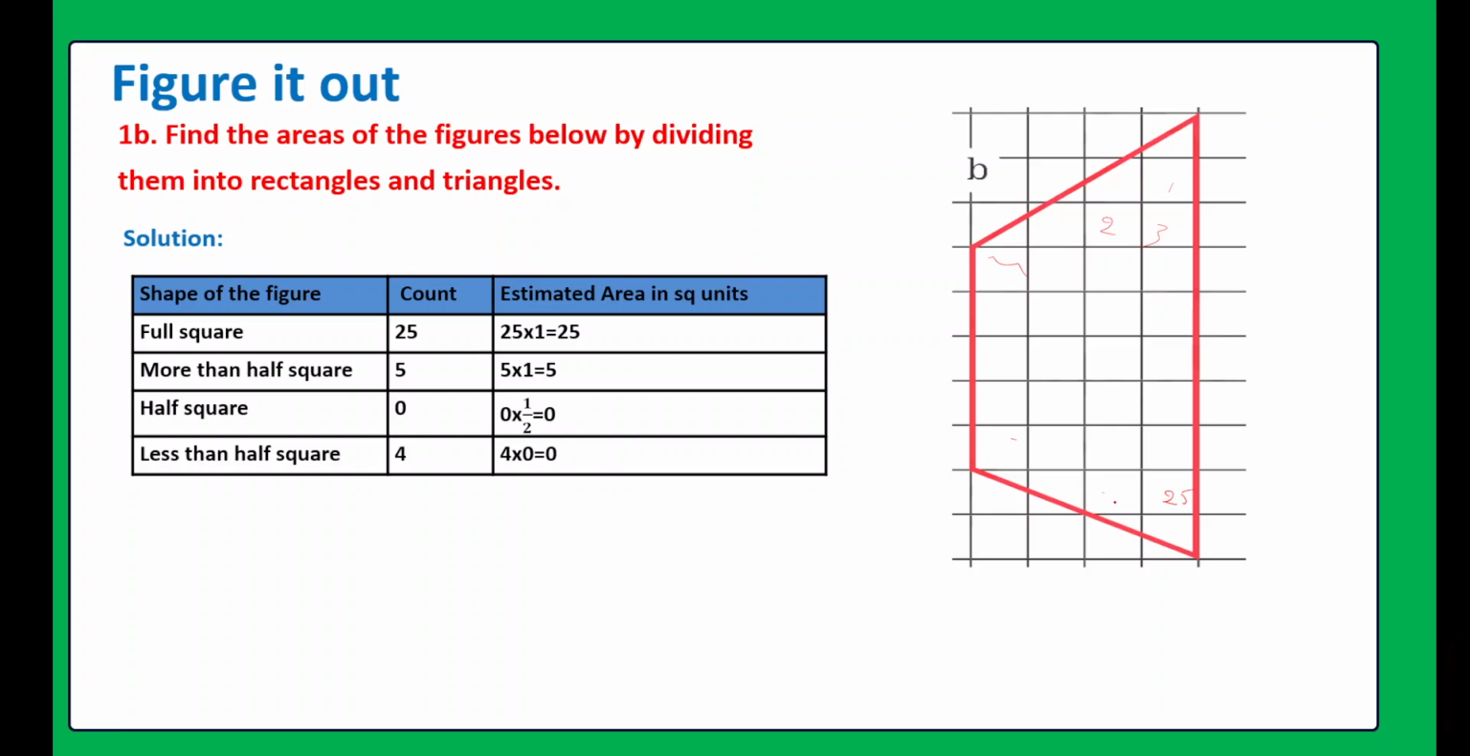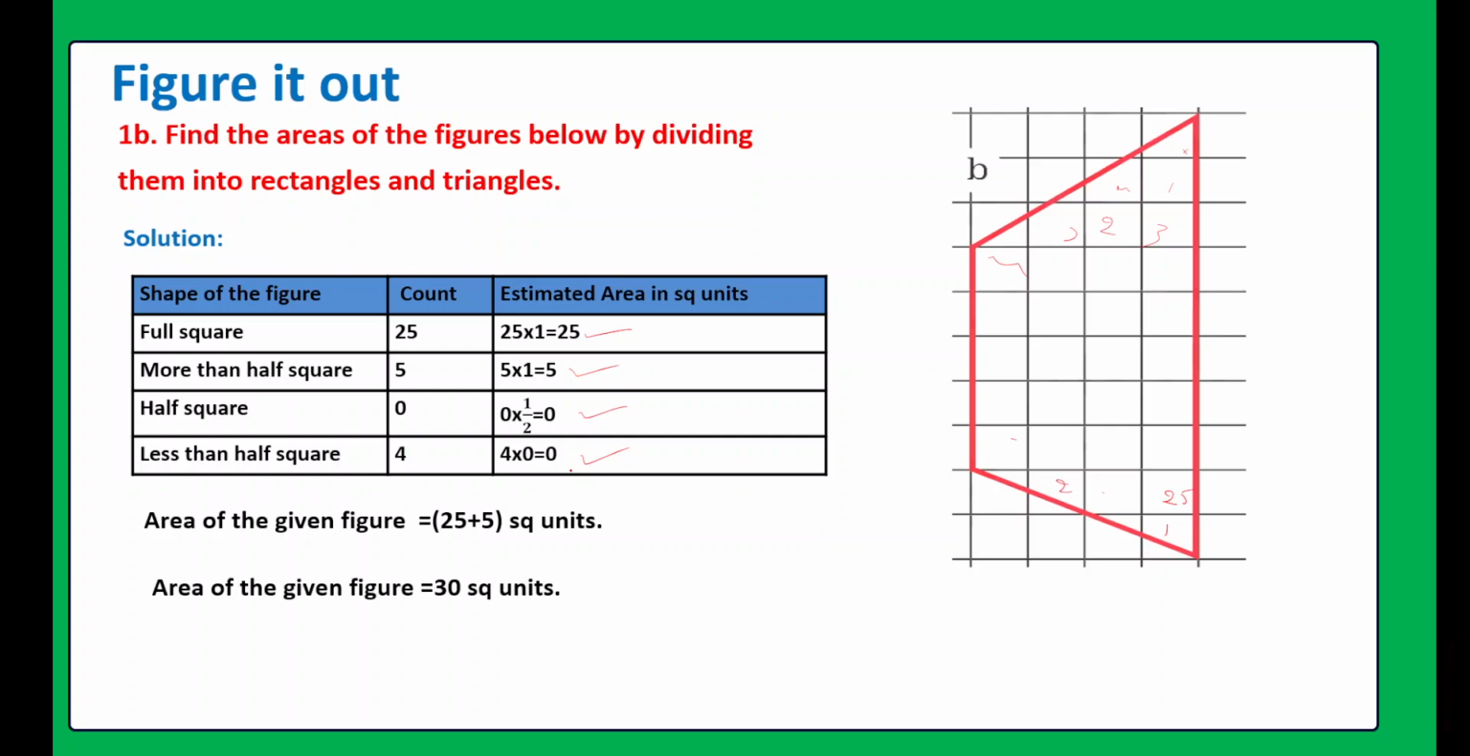More than half squares are 5. 1, 2, 3, 4, 5. And exactly half squares there are 0, and less than half squares 4. Then 25 into 1 is 25, 5 into 1 is 5, 0 into half is 0, 4 into 0 is 0. Then the area of the given figure is 25 plus 5, so nothing but 30 square units. Thus the area of the given figure is equal to 30 square units.